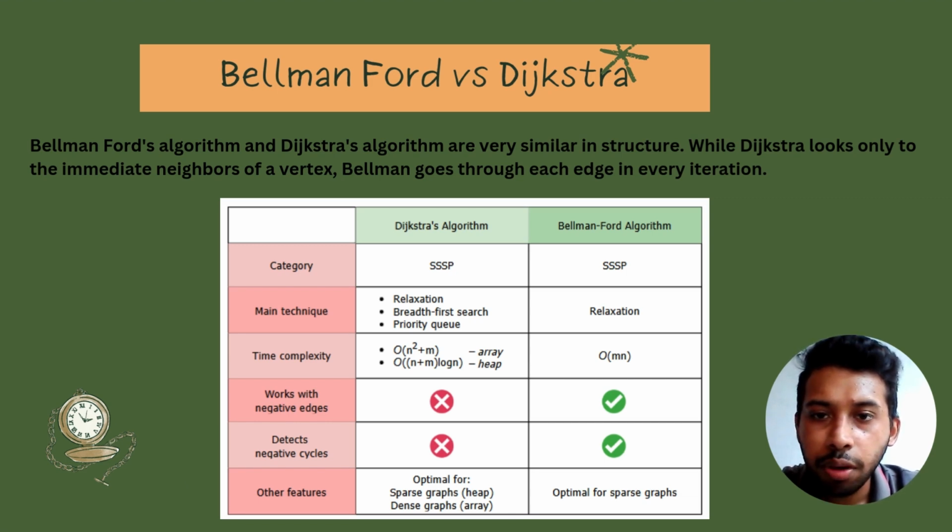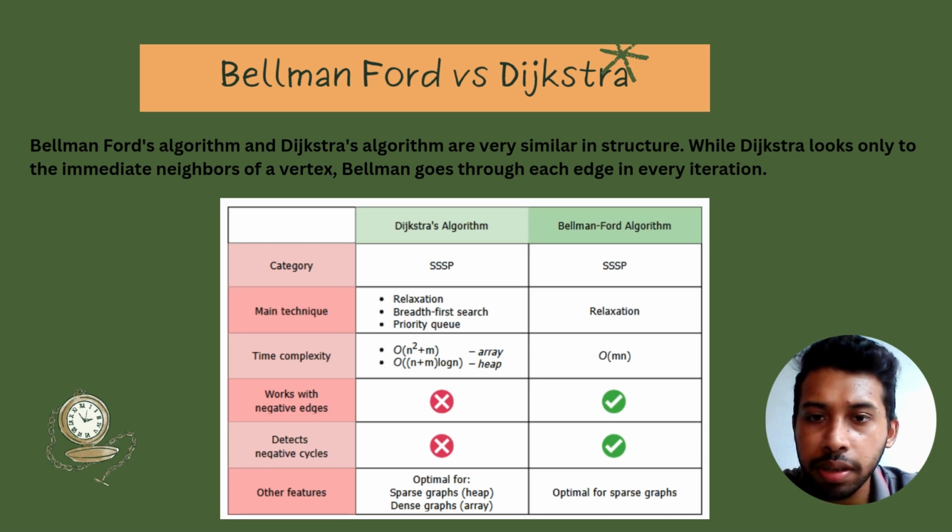Third one, works with negative edges. Bellman-Ford can handle graphs with negative edge weights, making it suitable for scenarios where negative weights are involved. Dijkstra, however, cannot handle negative edge weights and may give incorrect results if negative edges are present. Fourth, detects negative cycles. One of the key strengths of Bellman-Ford is that it can detect negative cycles in a graph. If a cycle has a negative sum, Bellman-Ford will identify it. Dijkstra doesn't have this capability.